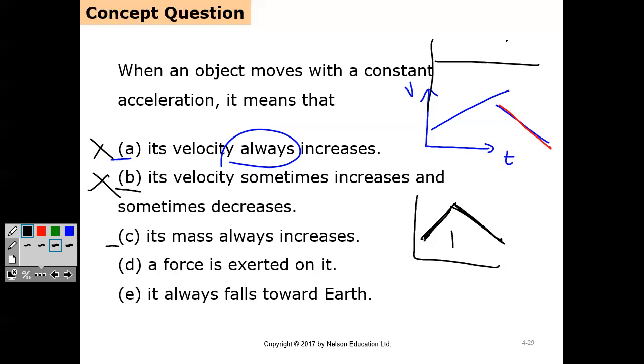Okay, C. It means its mass doesn't change. Mass is a constant, so that has nothing to do with the acceleration. A force is exerted on it. Yes, if there is acceleration, it means there must be a non-zero net force. That is true. So if there is an acceleration, there must be a non-zero net force. Does zero acceleration have a force? No. So it's no, but yes.